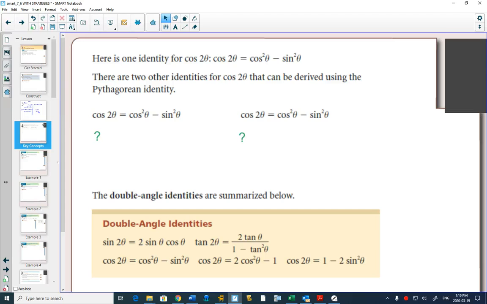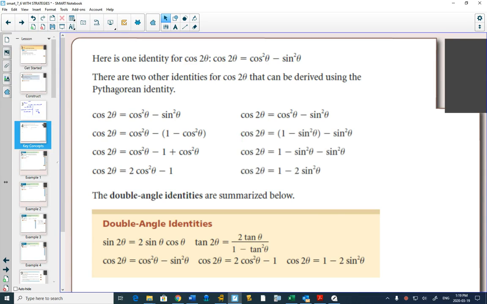If you want to know why there's 3 for cos 2 theta, one of the ones for cos 2 theta is cos squared minus sine squared. Can you see that you could change the sine squared to 1 minus cos squared? And if you combine like terms, you would get 2 cos squared minus 1. Same thing here. If you substitute the cos squared for 1 minus sine squared, you would get another formula. So all 3 of those formulas for cos 2 theta are on your formula sheet.